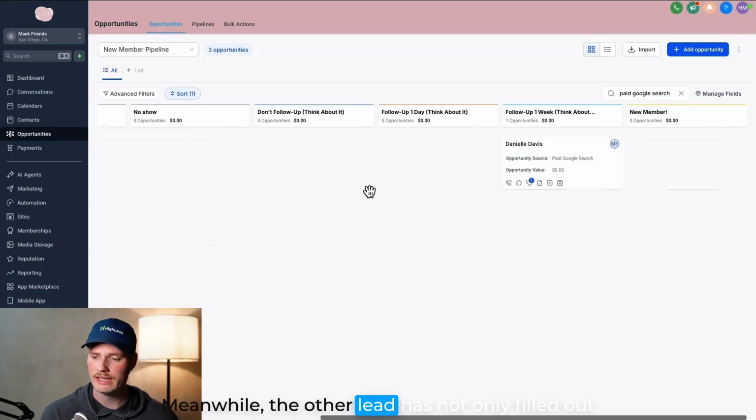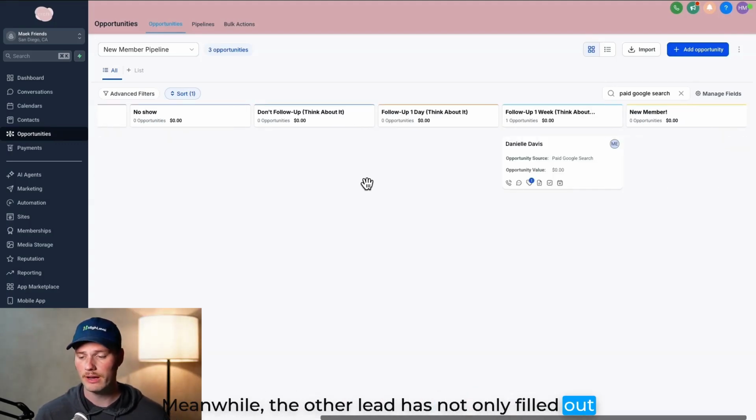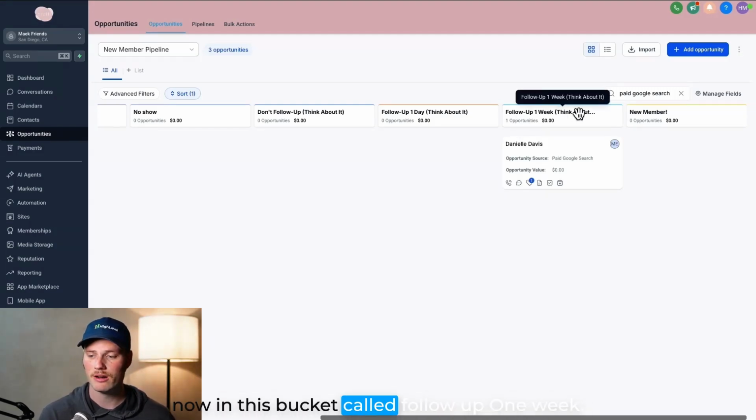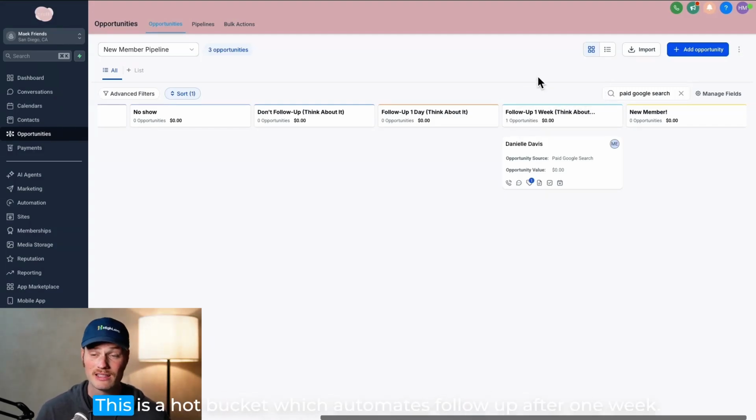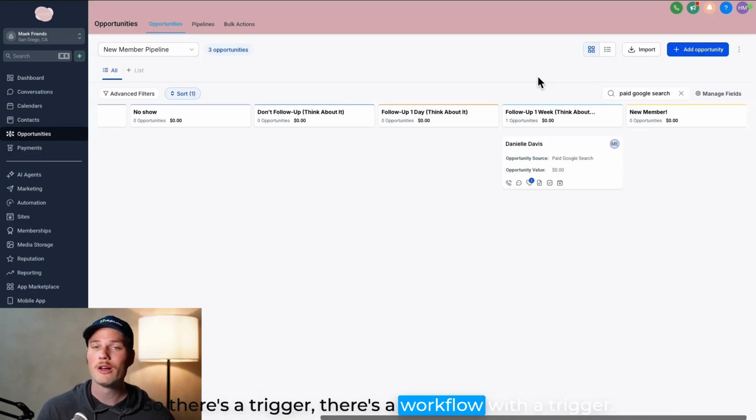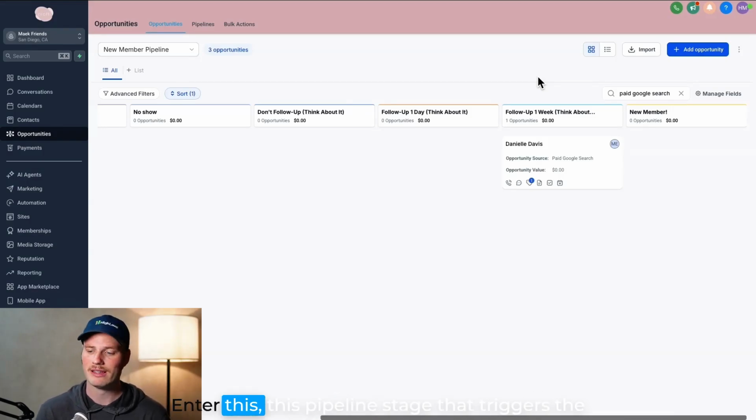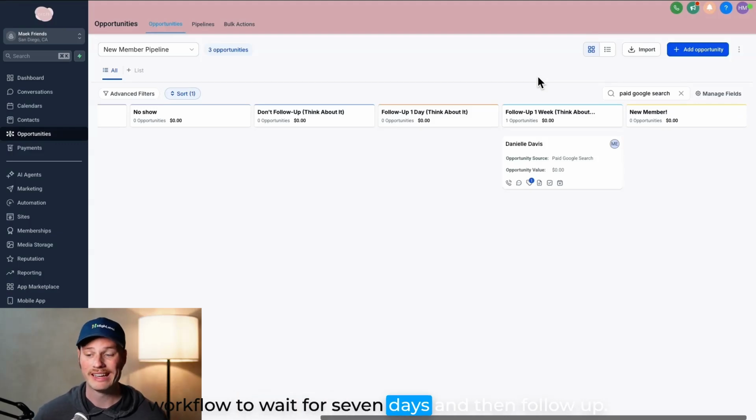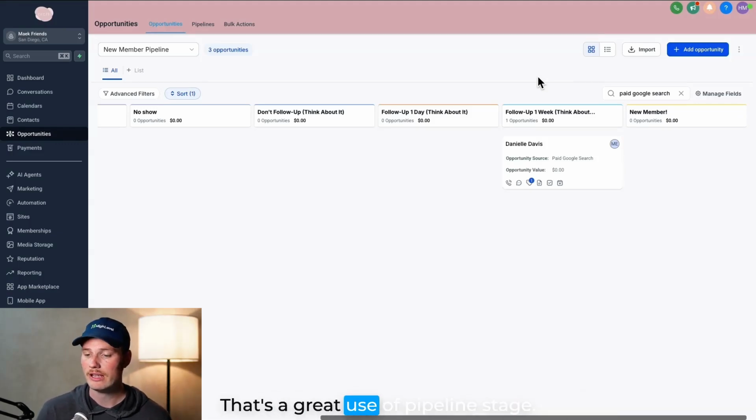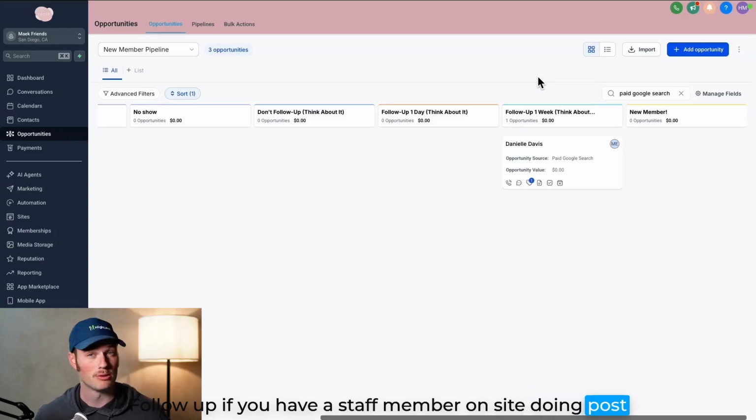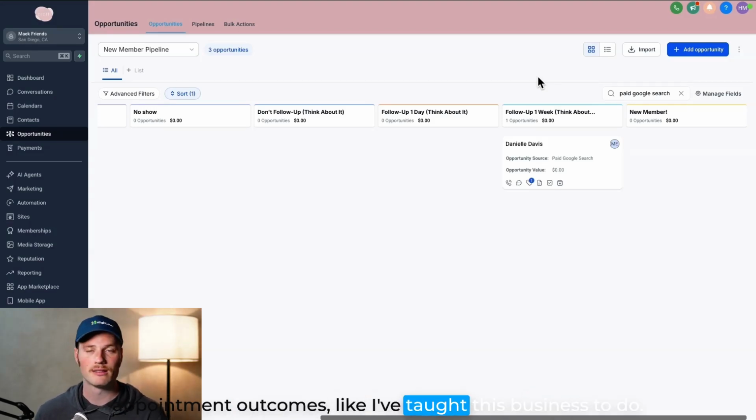Meanwhile, the other lead has not only filled out the form, they have responded, booked their tour. They actually showed up to their tour and are now in this bucket called follow-up 1 week. This is a hot bucket which automates follow-up after 1 week. So there's a workflow with a trigger that is when they enter this pipeline stage, that triggers the workflow to wait for 7 days and then follow up. That's a great use of pipeline stage follow-up if you have a staff member on site doing post-appointment outcomes like I've taught this business to do.